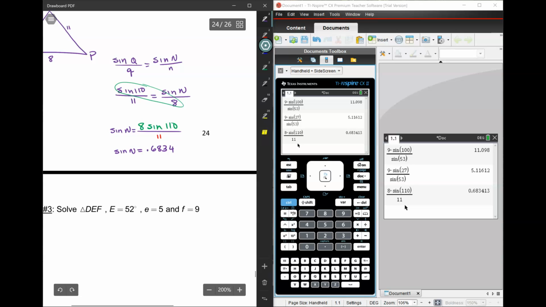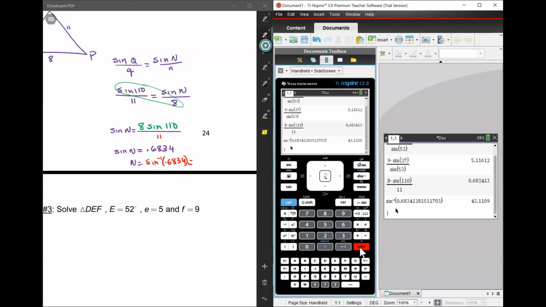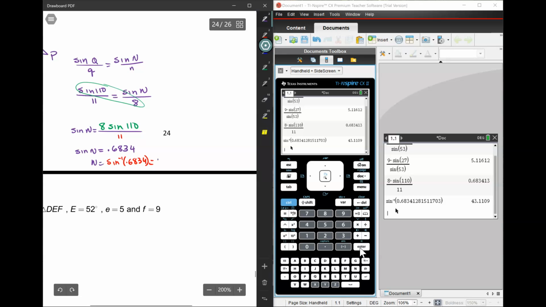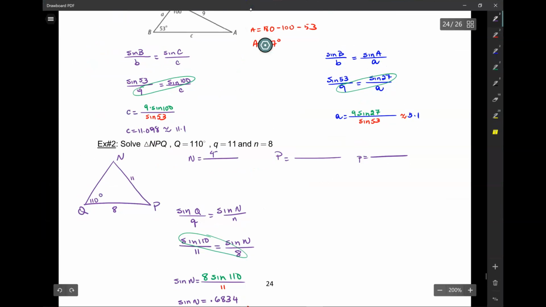Good word. So n is inverse sine of 0.6834. So here I just do trig, inverse sine. Don't type the numbers back in, please. You will make a mistake. Just use the answer. Control, answer, enter. Okay, so it's 43.1 degrees. So big N is 43.1 degrees.